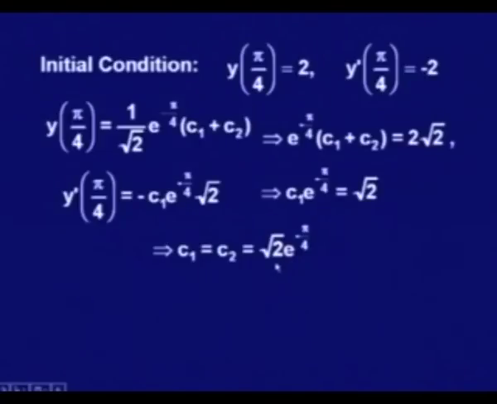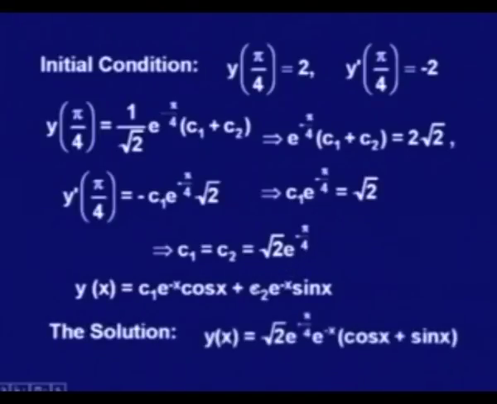So, what will be our particular solution? We will put the values of c1 and c2 into the general solution. The general solution was c1 e to the power minus x cos x plus c2 e to the power minus x sin x. So, we will put c1 and c2 both as square root 2 e to the power minus pi by 4. We get the solution as square root 2 times e to the power minus pi by 4, e to the power minus x, times cos x plus sin x.